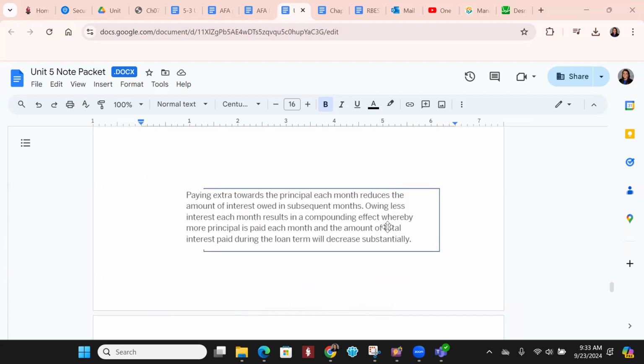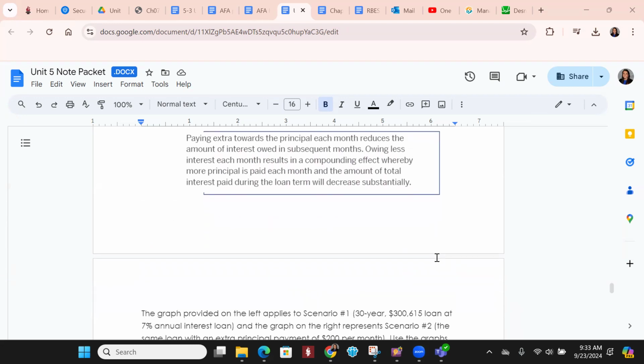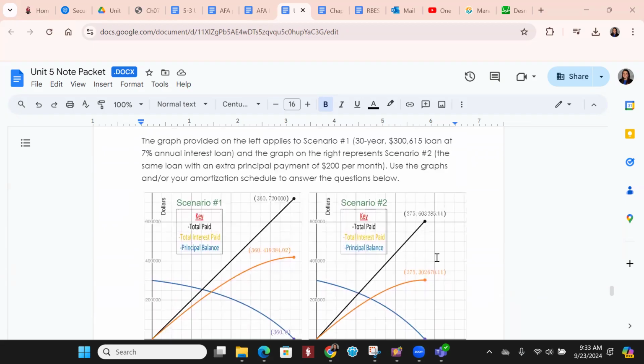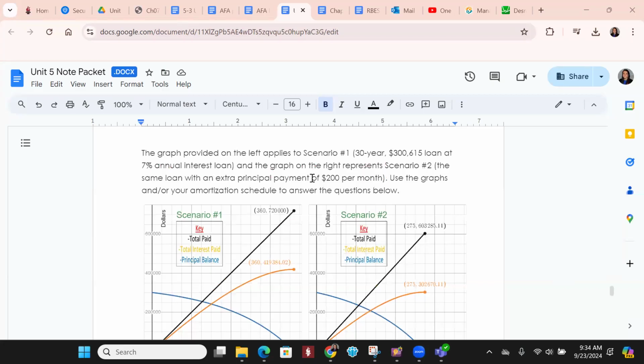Reduces the amount of interest owed in subsequent months. Owing less interest each month results in a compounding effect whereby more principal is paid each month and the amount of total interest paid during the loan term will decrease substantially. Okay, so here are your graphs for a 30-year loan. The graph provided on the left applies to scenario 1, and the graph on the right represents scenario 2.